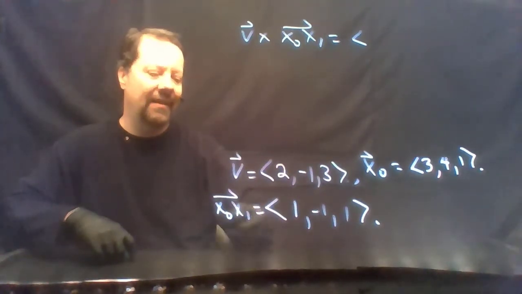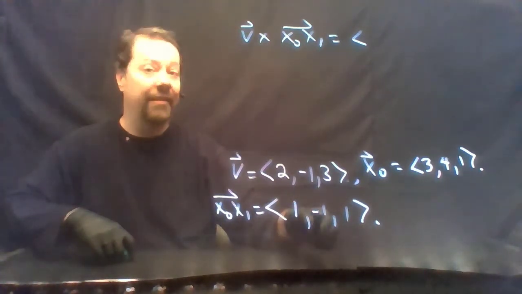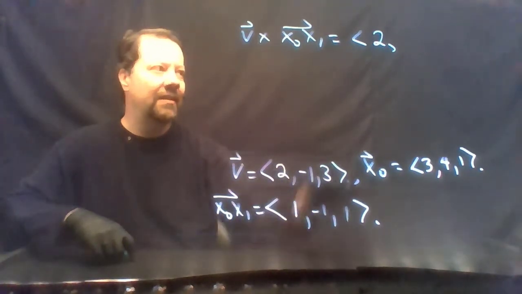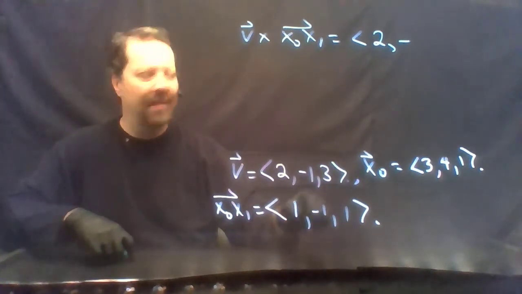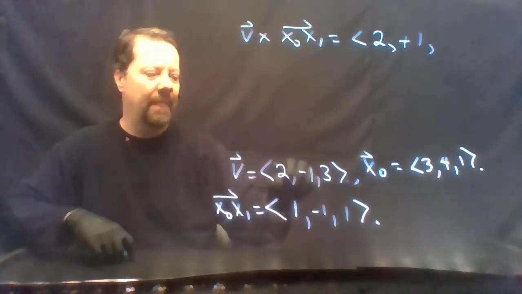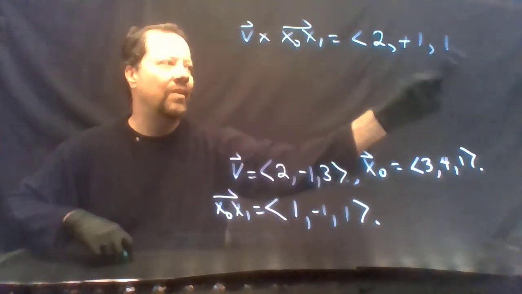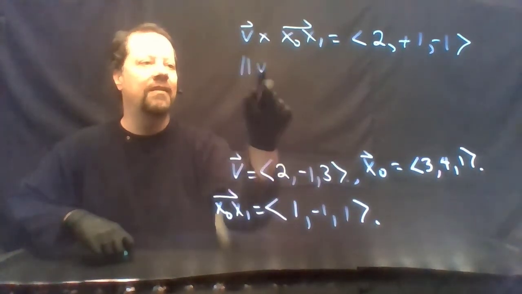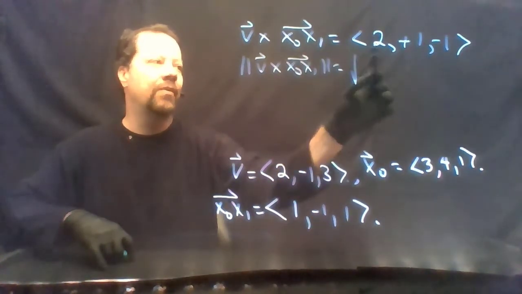So v cross x0, x1, let's see, we'll get a negative 1 minus negative 3. That's 2. We get a preemptive minus here. 2 minus 3 gives you negative 1. Switching the sign gives you positive 1. Negative 2 minus negative 1 gives you negative 1. Now, the norm of v cross x0, x1 will be the square root of 4 plus 1 plus 1.